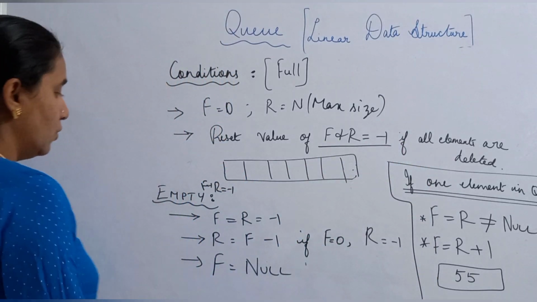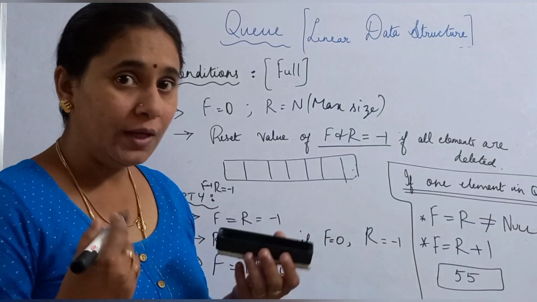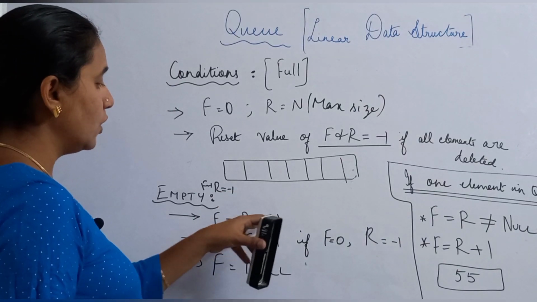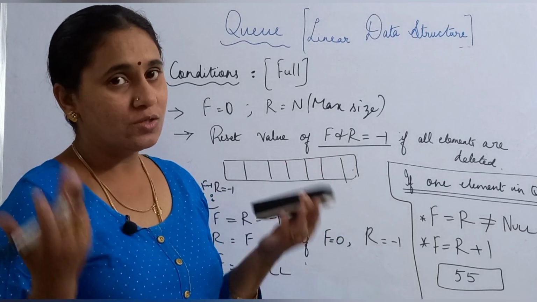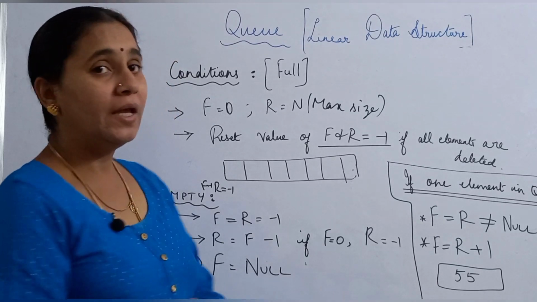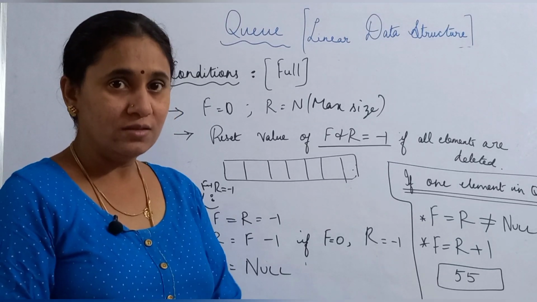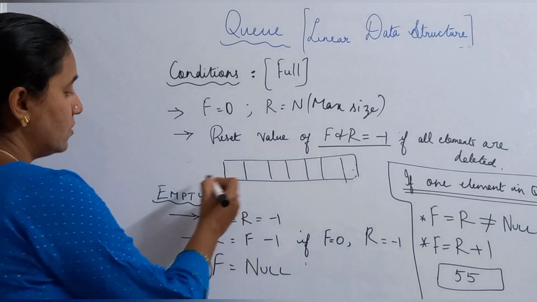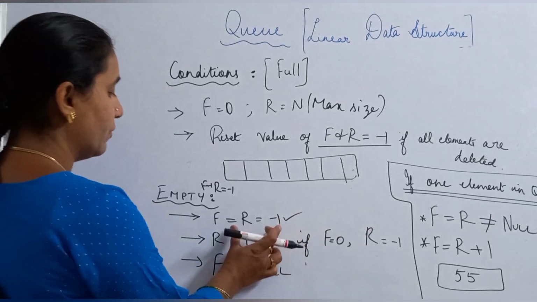Okay, so now these are the conditions if the queue is going to be empty. The conditions are f is equal to r equal to -1. See here, there are no elements. So what is the use of front and rear pointers? They don't play a role now until an element is inserted. At present, front is equal to -1 and r is equal to -1. The same is written here. So this you should remember.